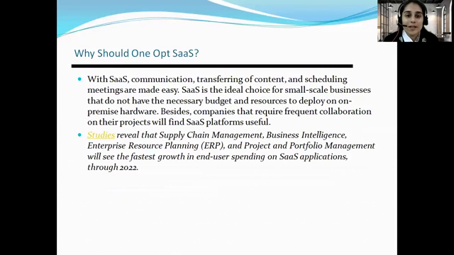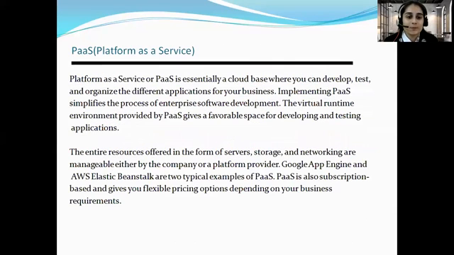Why should one opt for SaaS? With SaaS, communication, transferring of content, and scheduling meetings are made easy. It is the ideal choice for small-scale businesses that do not have the necessary budget and resources to deploy on-premise hardware. Besides, companies that require frequent collaboration on their projects will find software as a service platforms useful.